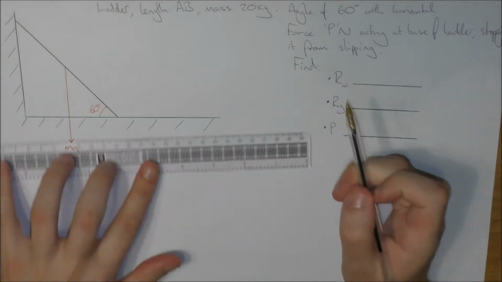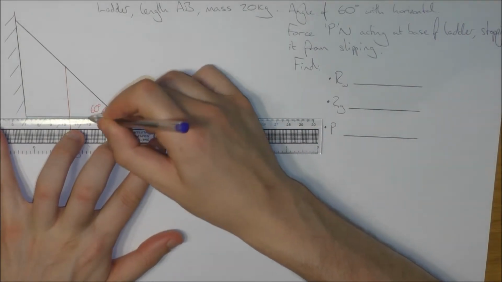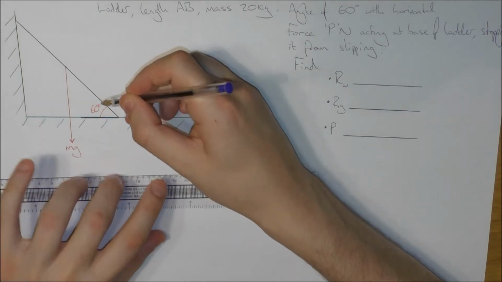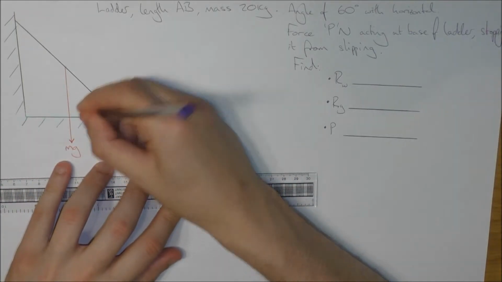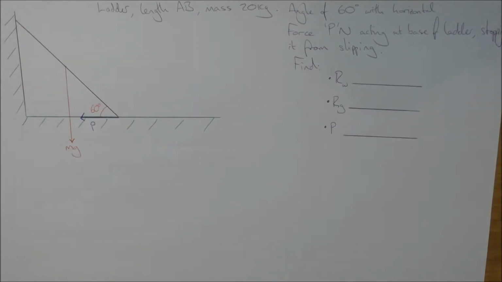I'm also told that there is a force P newtons acting horizontally, going that way, at the base of the ladder, stopping it from slipping. And I'm asked to find the reaction forces at the wall, at the ground, and P.